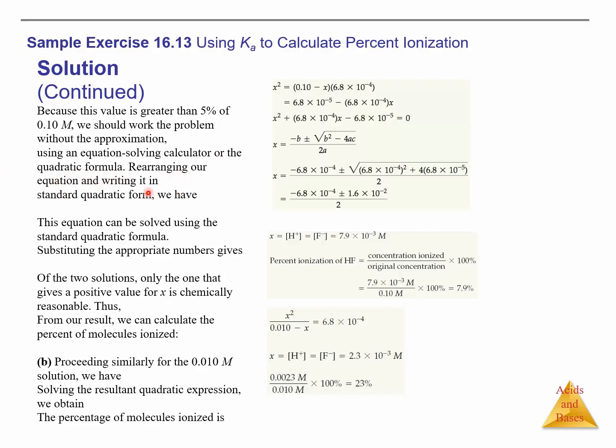Rearranging our equation and writing it in standard quadratic form, we have this. So x equals minus b plus or minus the square root of b squared minus 4ac, divided by 2a. This equation can be solved using the standard quadratic formula. Substitute the appropriate numbers and we get x equals this value. So the percent ionization of HF equals the concentration ionized over the original times 100, and this is equal to 7.9%.